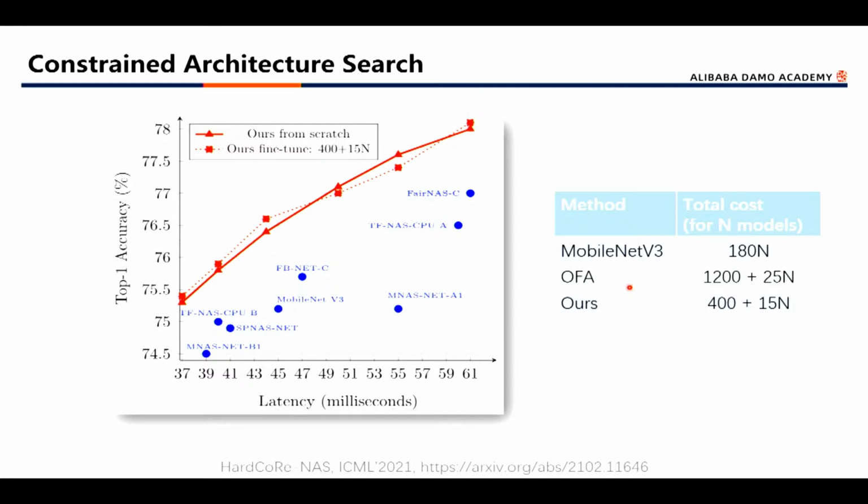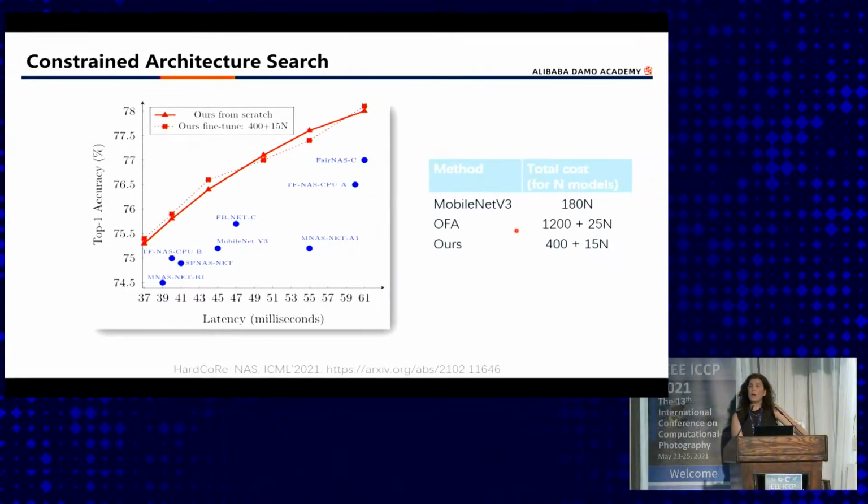You might know there's a work by Tsai et al. called Once for All that required 1,200 hours of pre-training and then 25 hours for each new model. In addition, they do not comply to the latency constraint accurately. And you can see in this graph, x-axis is the latency, y-axis is the accuracy, and you can see the red curve with our results comparing to many different efficient algorithms.